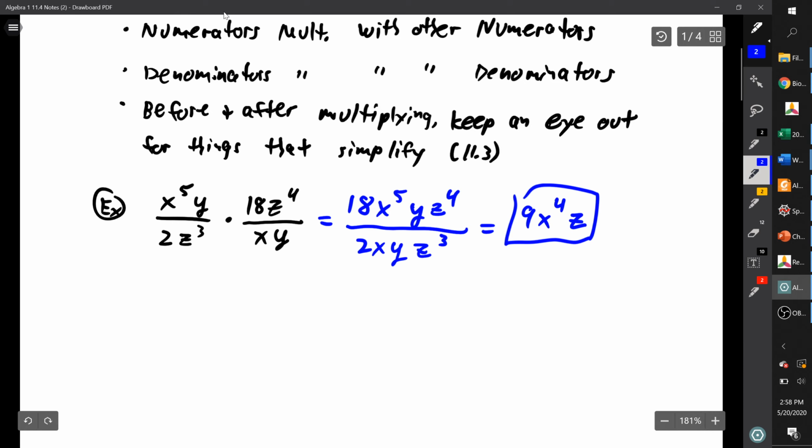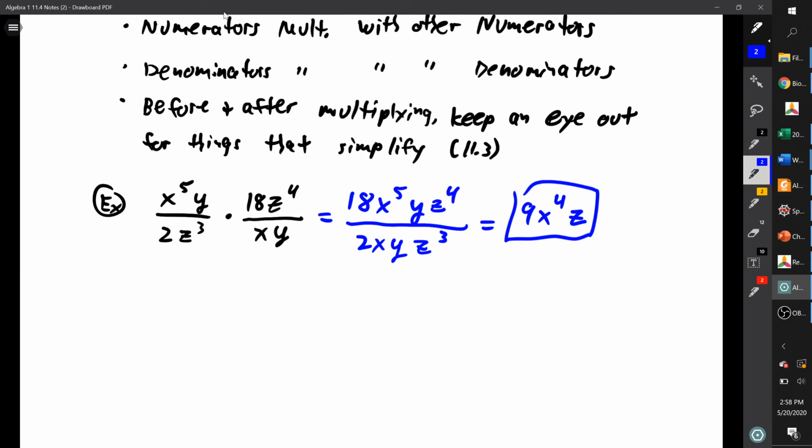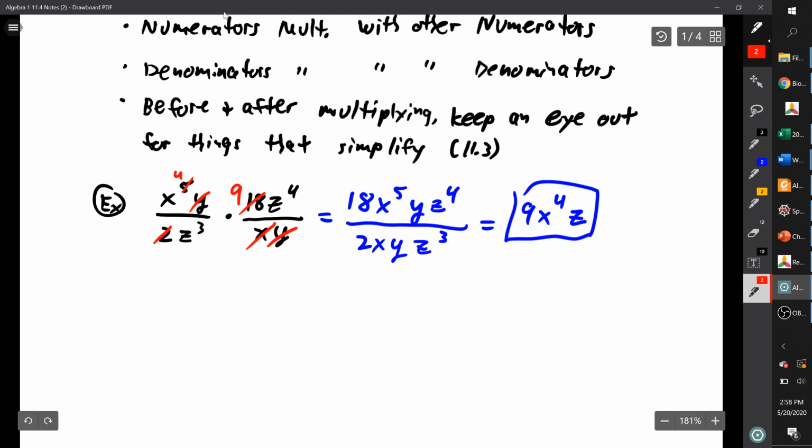Now, you could have also done that simplifying with what you started with. We could have said, well, the x's will cancel, that'll drop this down to a 4. The y's cancel. The 18 over 2 becomes a 9. And the z to the fourth over z cubed: the z cubed on the bottom drops the power of z to the fourth down 3. So what am I left with? I'm left with 9x to the fourth z. So you could do it like that as well.